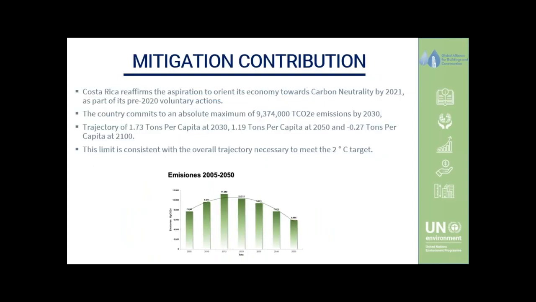In our INDCs, the mitigation contribution reaffirms the aspiration to orient its economy towards carbon neutrality by 2021 as part of the pre-2020 voluntary actions. That means that we expect to have around 9.3 million tons of CO2 equivalent emissions by 2030. The trajectory expects to have 1.73 tons per capita in 2030, then lower that to 1.19 tons per capita for 2050, and then minus 0.27 tons per capita in 2100. These limits are consistent with our trajectory to meet the 2 degrees target.